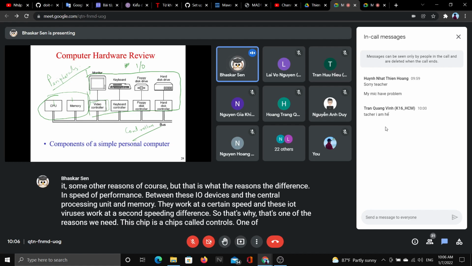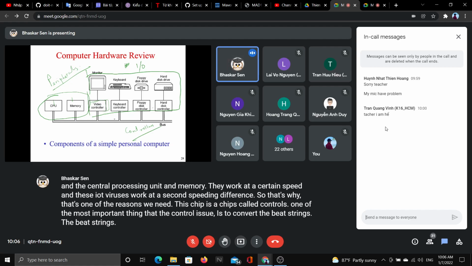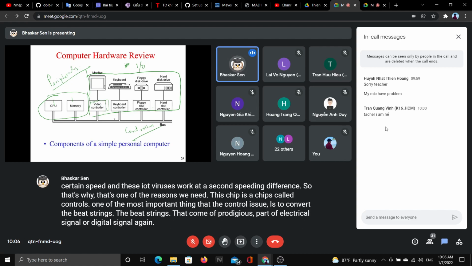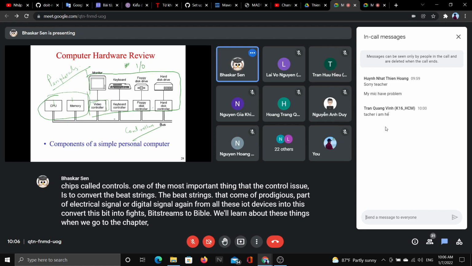One of the most important things that the controllers do is convert the bit streams that come as part of the electrical or digital signal from all these I/O devices into byte blocks. Bit streams to byte blocks. We'll learn about these things when we go to the I/O chapter. We have a chapter on byte blocks.